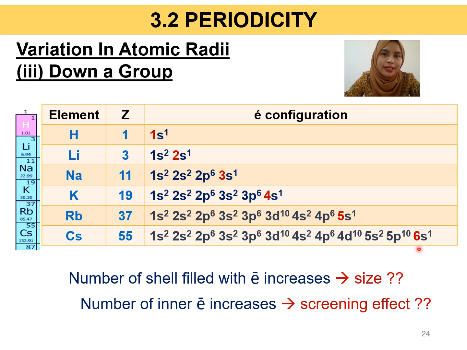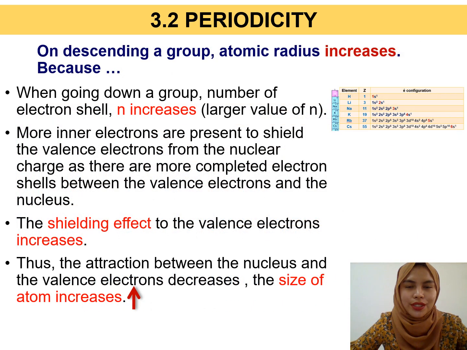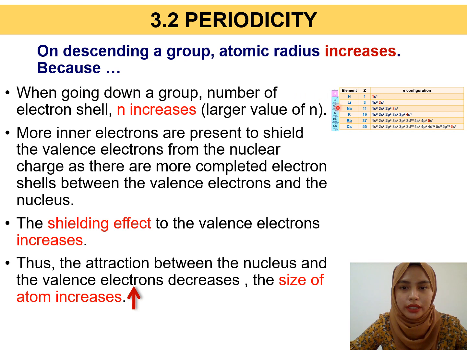Right, so what did I tell you just now? If the number of valence shells increases, it will affect the shielding effect. So what does that have to do with size? How can you explain that as you go down the group, the atomic radius increases and the size becomes bigger? Why? So this is the explanation. When going down the group, the number of electron shells increases, right? So n increases.